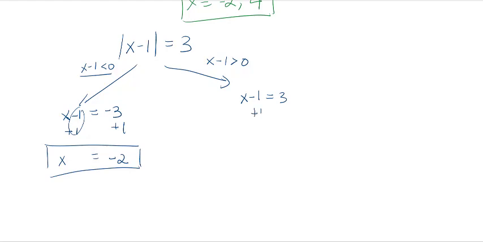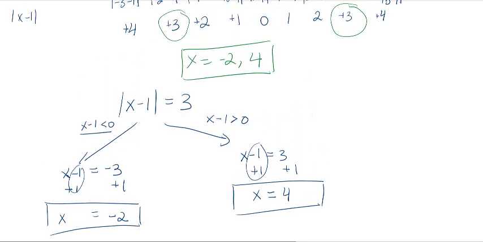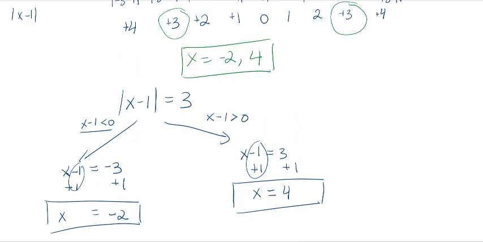Here again, we'll use the addition property. We'll add 1 to both sides, and we get x on the left-hand side because minus 1 and 1 cancel, and on the right-hand side we have 4, so x equals 4. So again, we got the same results, that x equals negative 2 and 4.